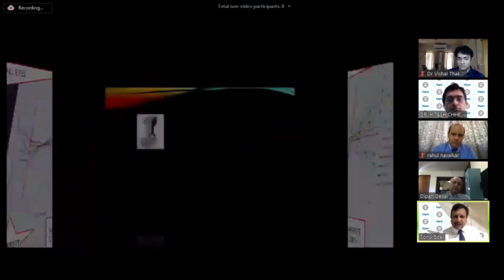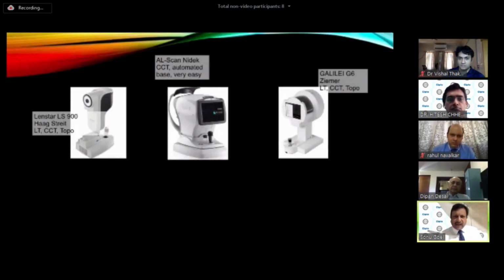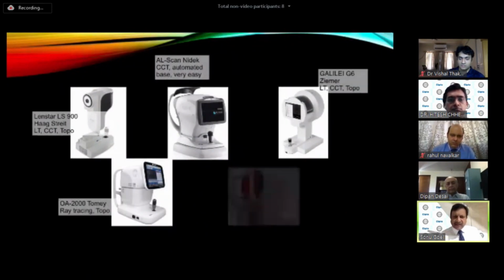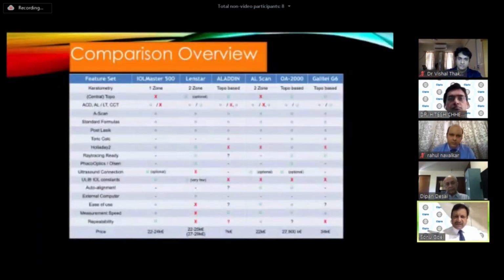So these are the commercially available systems in the world market: the Nidek, Lenstar, Galilei, the Tomey, and the Topcon, which are the available optical biometers. And this is a quick comparison overview of the different central keratometry readings, the number of zones, the axial length, and their consistency.